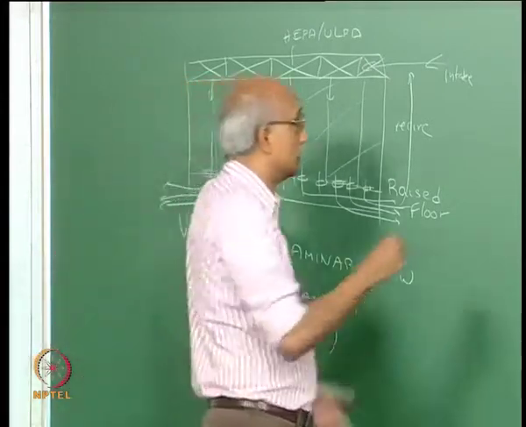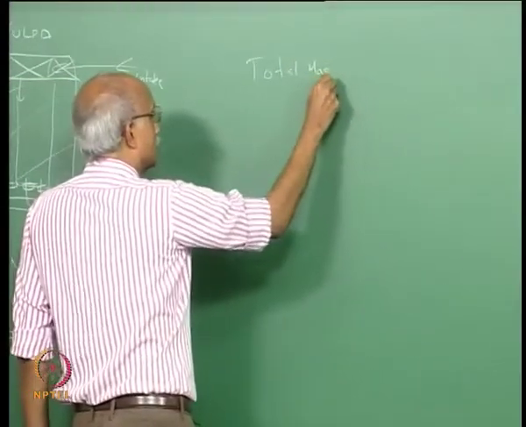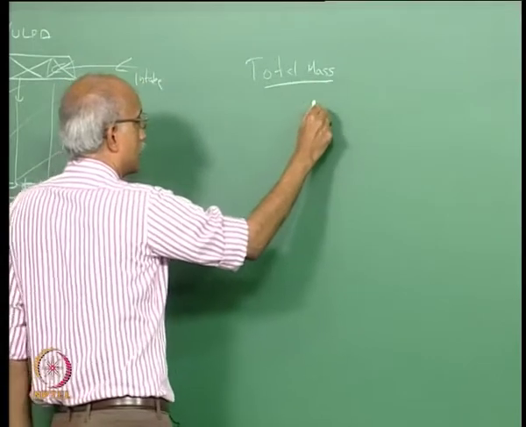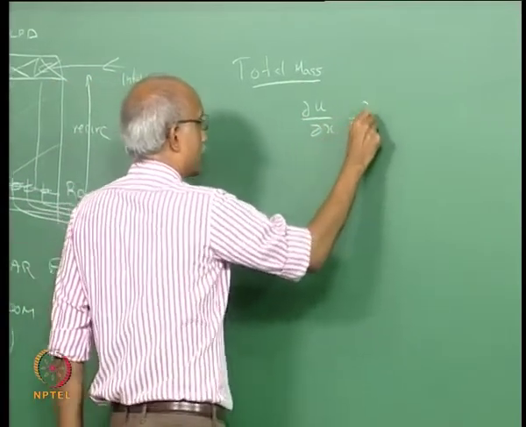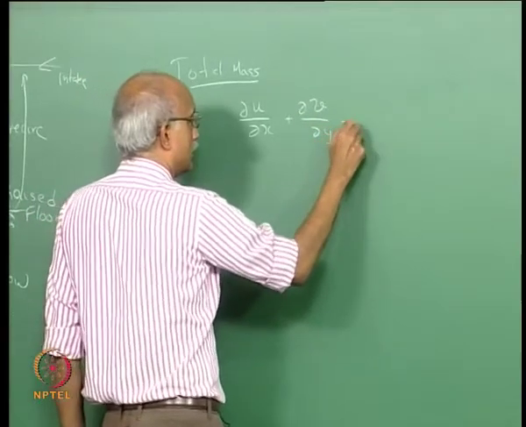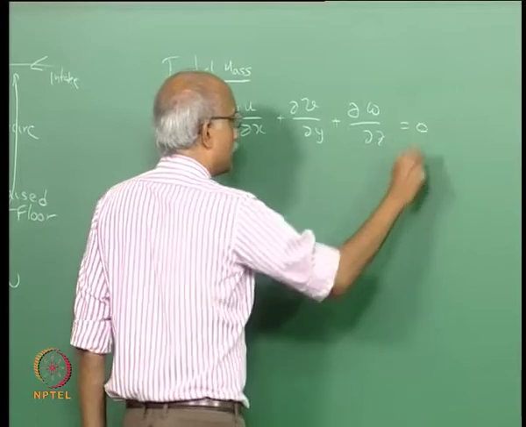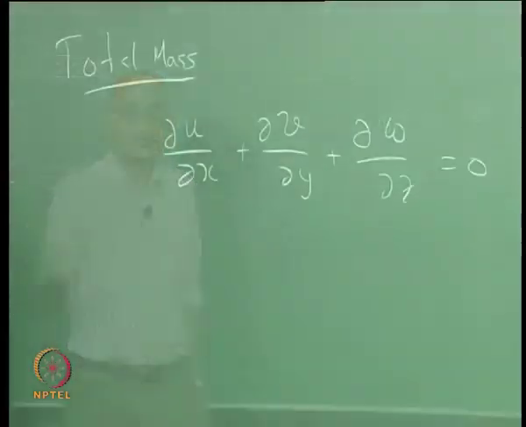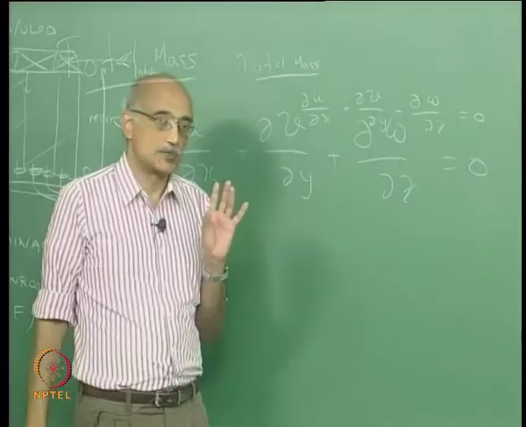For example, you can write the total mass conservation, assuming density is constant. You can write it as del u by del x plus del v by del y plus del w by del z equal to 0. These are the velocity components in the different x, y, and z directions. So you can actually do a very rigorous 3D model of this clean room.